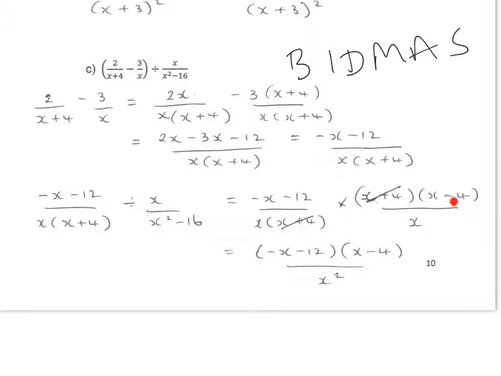So we can see here that we can cancel the x plus 4 on the denominator of the first fraction with the x plus 4 on the numerator of the second fraction, which leaves us with minus x minus 12 multiplied by x minus 4, and on the denominator the x times this x giving us x squared. And it is tidier not to multiply out the numerator here, but leave it in its factorised form.